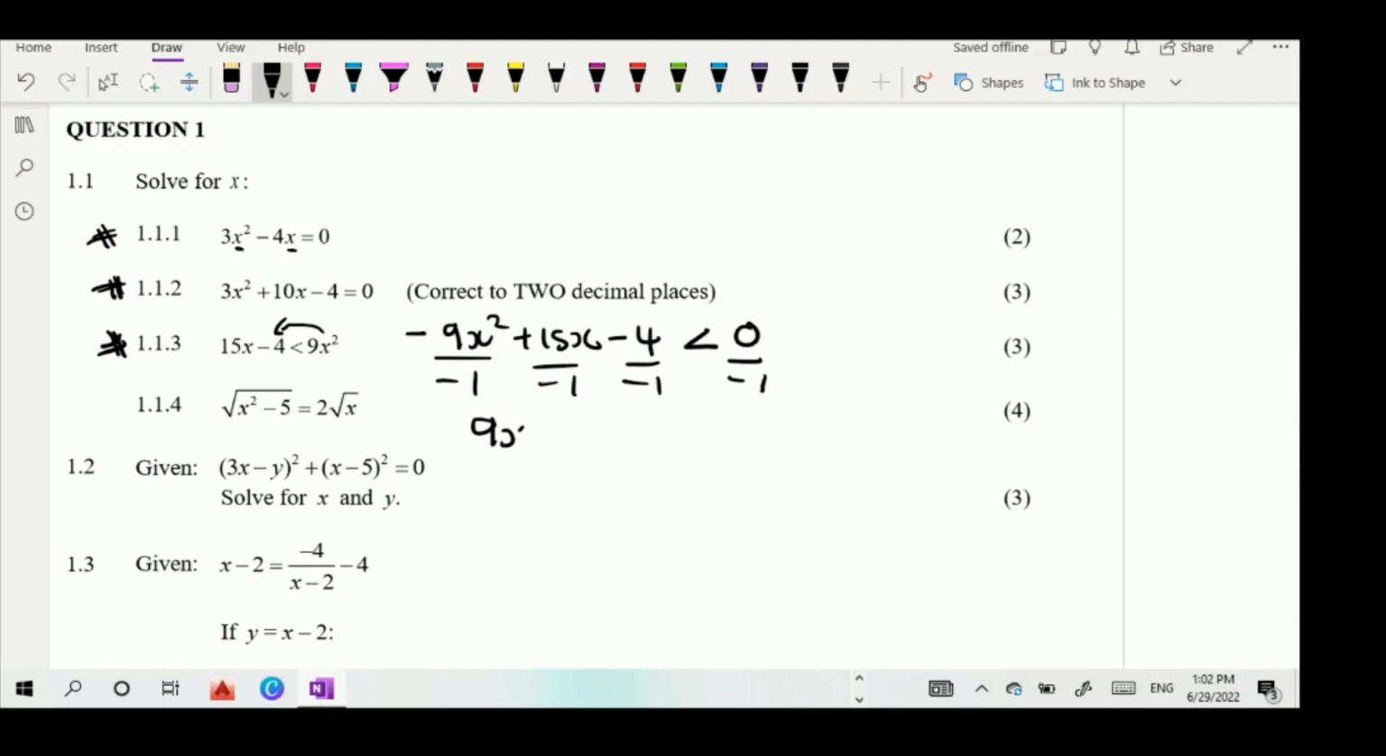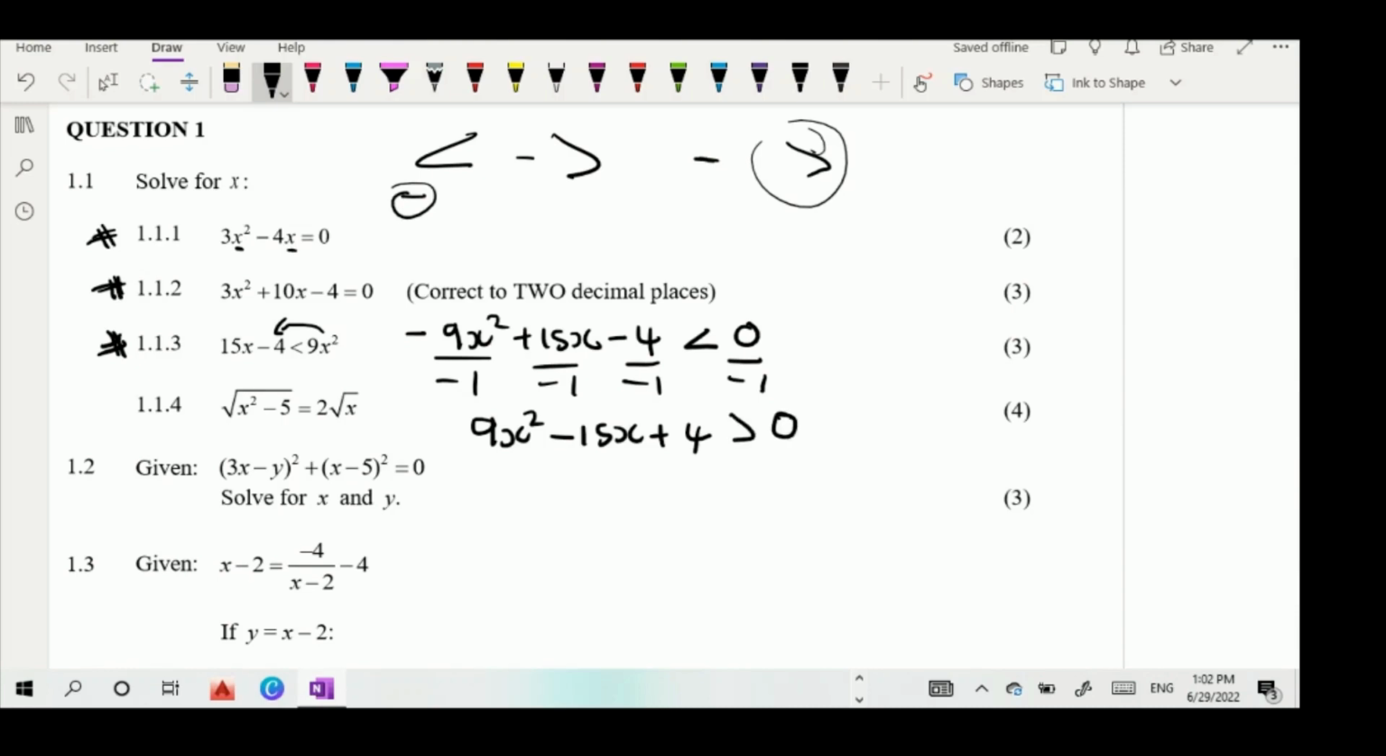So we're going to have 9x squared minus 15x plus 4, because when you divide an inequality with a minus, the inequality sign changes. So this one was facing that direction. We divided it with a minus sign, it changes into a greater than. So it's going to be greater than 0.